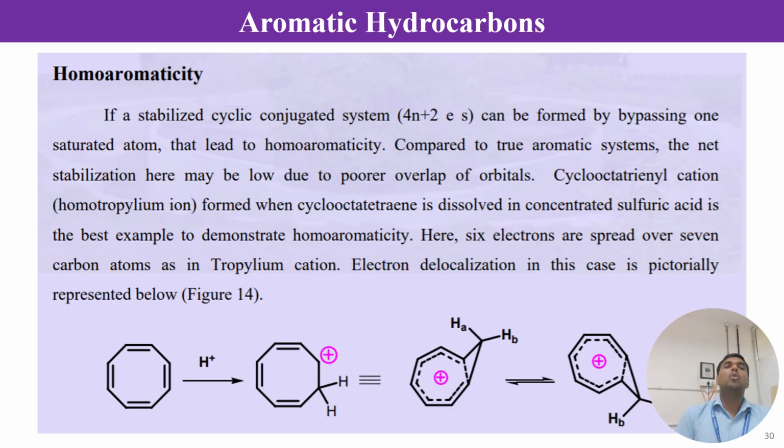Now, what is homoaromaticity? Homoaromaticity is when a stabilized cyclic conjugated system can be formed by bypassing one saturated hydrocarbon unit like this one. That leads to homoaromaticity. For example, cyclooctatetraene when treated with acid will form the homotropylium ion. So basically it forms a seven-membered carbocation system, excluding this sp3 hybridized carbon. So this kind of system can be called homoaromatic.